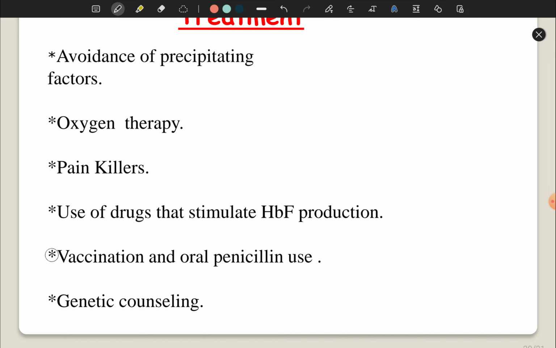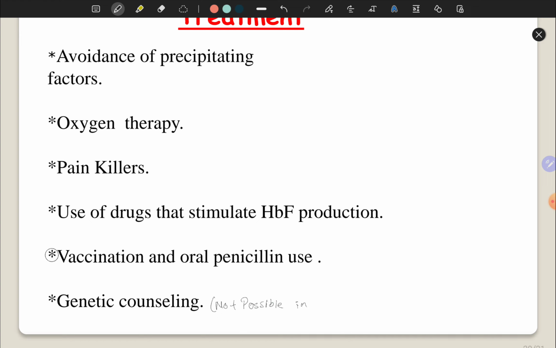Also, genetic counseling, which is the most important point. If both partners are carriers of sickle cell disease, then you have to counsel. You mentioned the reality, because the carrier is almost asymptomatic unless there are extreme conditions. And they have the right to choose. What's important also is the drugs that stimulate hemoglobin F formation.